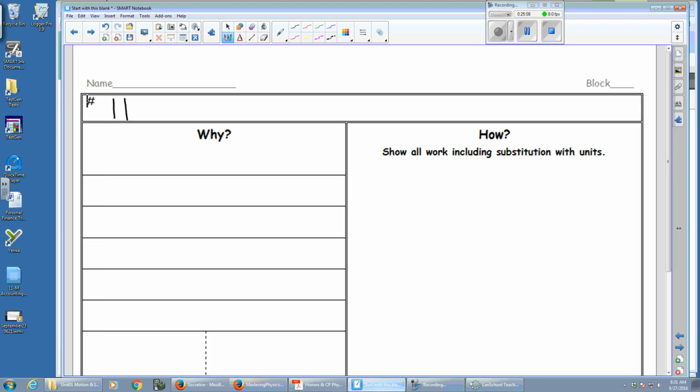So my y would be as simple as momentum is the object's inertia and velocity.